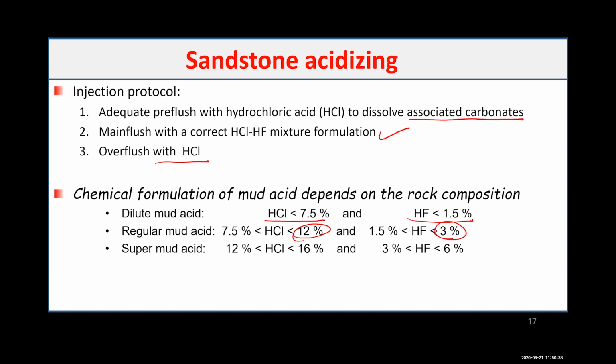Let me see this way for regular mud acid. If you are really having severe damage, in this case, we go with a higher amount, almost up to 16% HCl and up to 6% HF. However, we do not go to this level of high HF except if really, really needed, if the damage is extremely high. Otherwise, the main concern of having a high HF will be the precipitation part. It's a little bit difficult to deal with the higher concentration of HF.